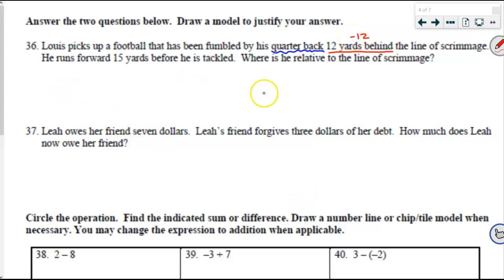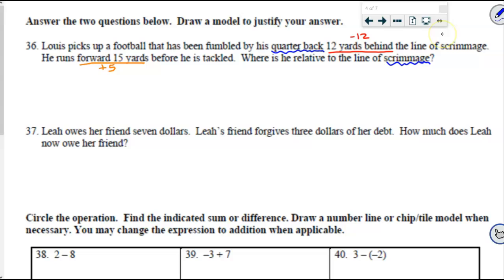Let's keep reading. He runs forward 15 yards before he is tackled. Again, if you know nothing about football, you can still use context clues. He runs forward 15 yards. What does that mean? Positive 15, exactly. And then he's tackled. The question says, where is he relative to the line of scrimmage? That part, maybe we need to do a little bit of checking in. Yes, Cal? Looks like I made a mistake over here, and I put plus 5 instead of plus 15. Let me fix that.